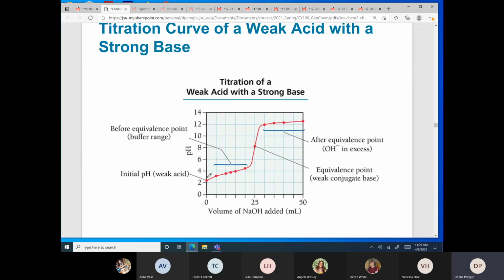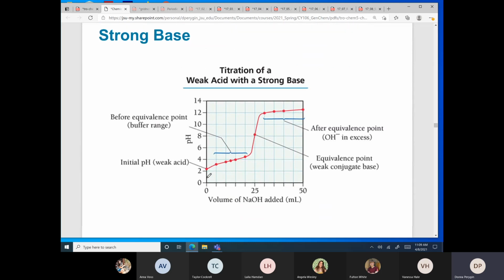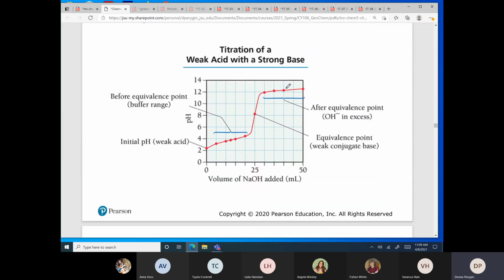All right, so here's a weak acid with a strong base. We've got a little bit different curve here. Okay, so we've still got an acid, so we have a low pH going to a high pH. So as we begin to add more sodium hydroxide, our pH begins to increase until we reach this inflection point. But notice it's not quite as strong. This is our equivalence point where we have equal moles of acid and base.